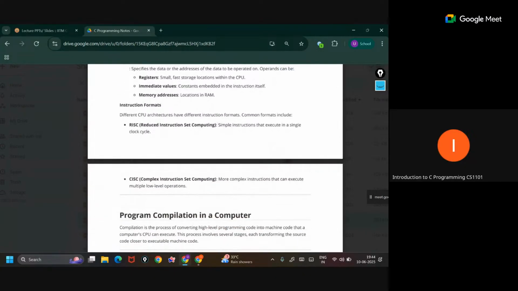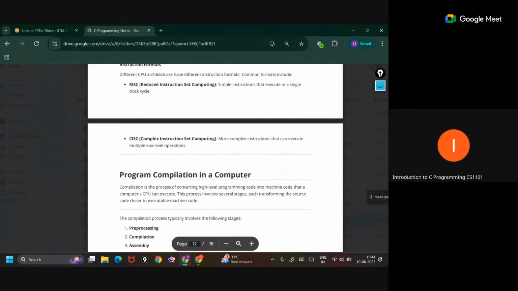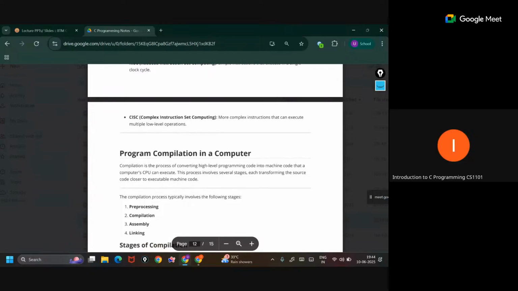And next is the instruction formats. It will be either RISC or CISC. RISC means reduced instruction set, simple instructions. If there is a complex instruction to be done, we can use CISC, that is complex instruction set computing. Is that clear?